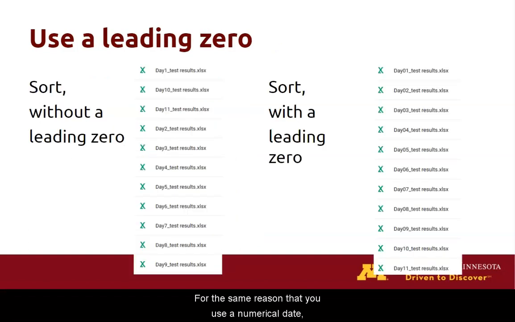For the same reason that you use a numerical date, you will want to use a leading zero in any instance where you will have sequential numbers in your file name. This is because computers or programs will frequently sort by the first number in the sequence. In these screenshots, when files are named without a leading 0, they are sorted by the tens placed first. Day 1, day 10, and day 11 are sorted together, and then day 2. By using a leading 0 and labeling the file day 01 instead of day 1, the computer will correctly see that day 01 is followed by day 02 and not day 11. If you know that your sequential numbers will go up to 100, use 2 leading zeros, and so forth.